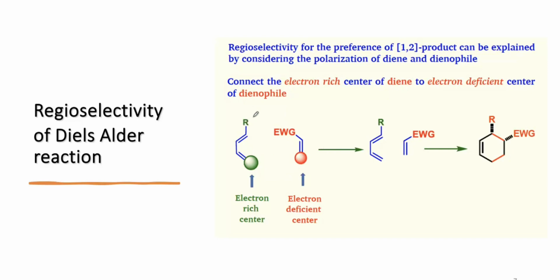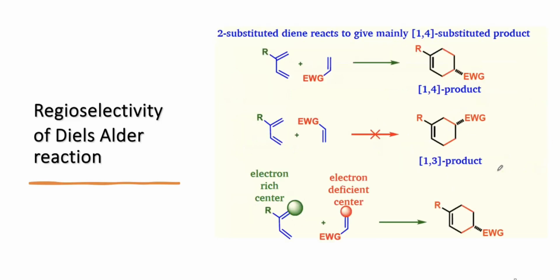We should consider this R is an electron releasing group and this is an electron withdrawing group. So this will be the electron rich center and this will be the electron deficient center. So the electron rich center and the electron deficient center are supposed to connect, and it will result in the formation of this 1,2 product as the major product.